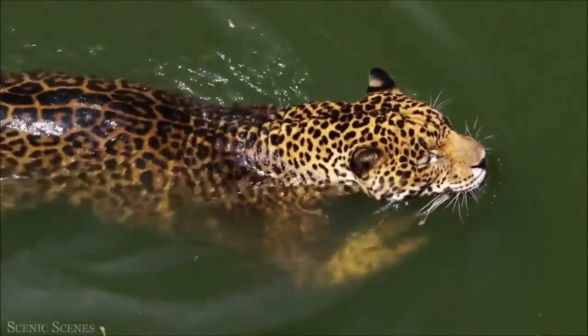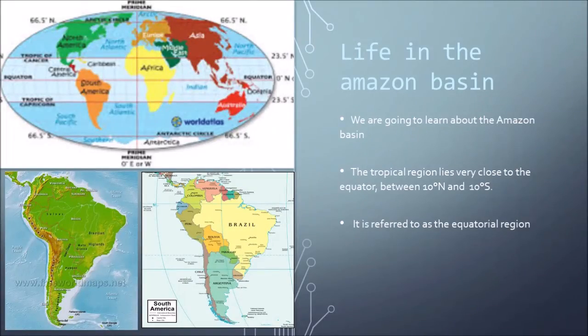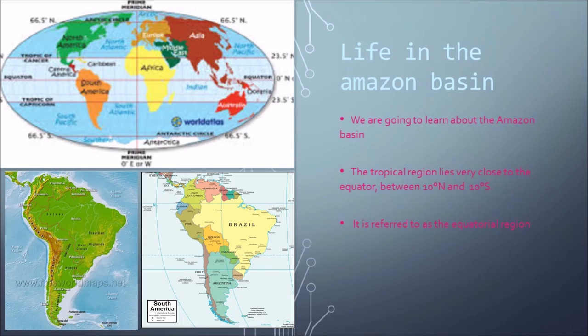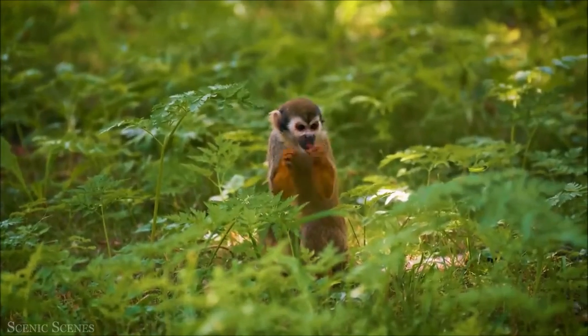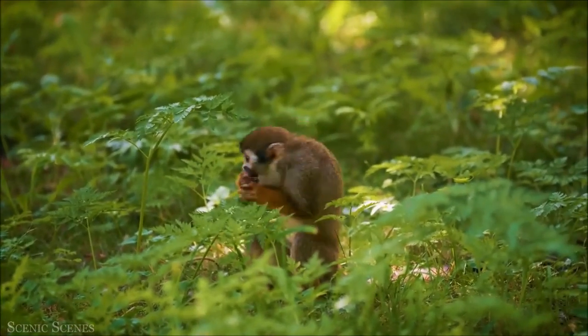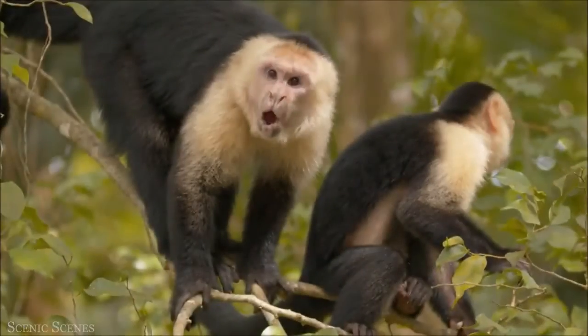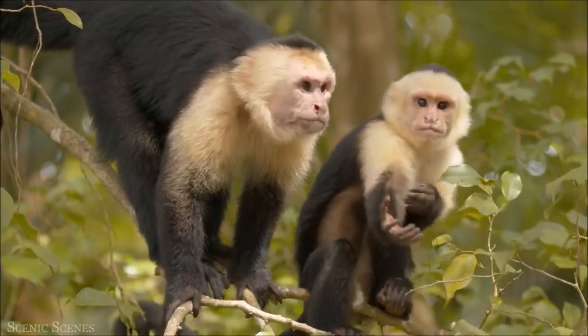Life in the Amazon basin. We are going to learn about the Amazon basin. The tropical region lies very close to the equator, between 10 degrees north and 10 degrees south. It is referred to as the equatorial region.